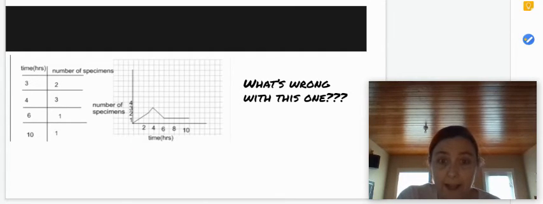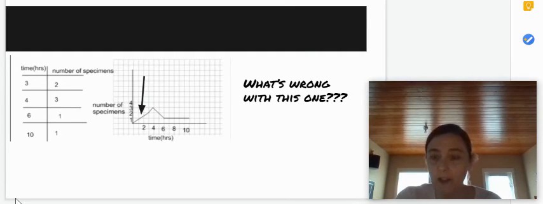No. And they connected that line there to the origin. You can't do that. You do that in math. You can't do that in science. We don't know that there were 0 specimens at 0 hours. And so that entire section of the line is wrong.